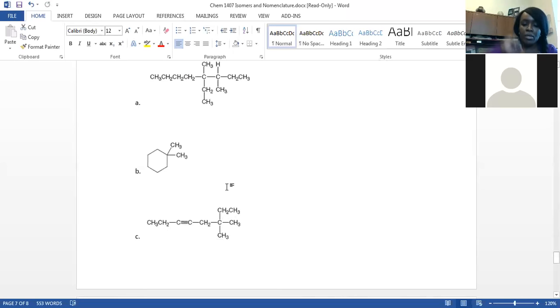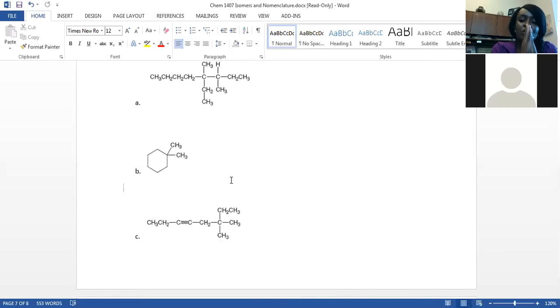The one going up is a lot longer than the one going this way and the one going down. So when you're actually trying to label and name this, you will label the one going up as your longest chain. That will be the one starting from the left. 1, 2, 3, 4, 5, 6, 7, 8. So the first thing you want to do is identify your longest continuous carbon chain.